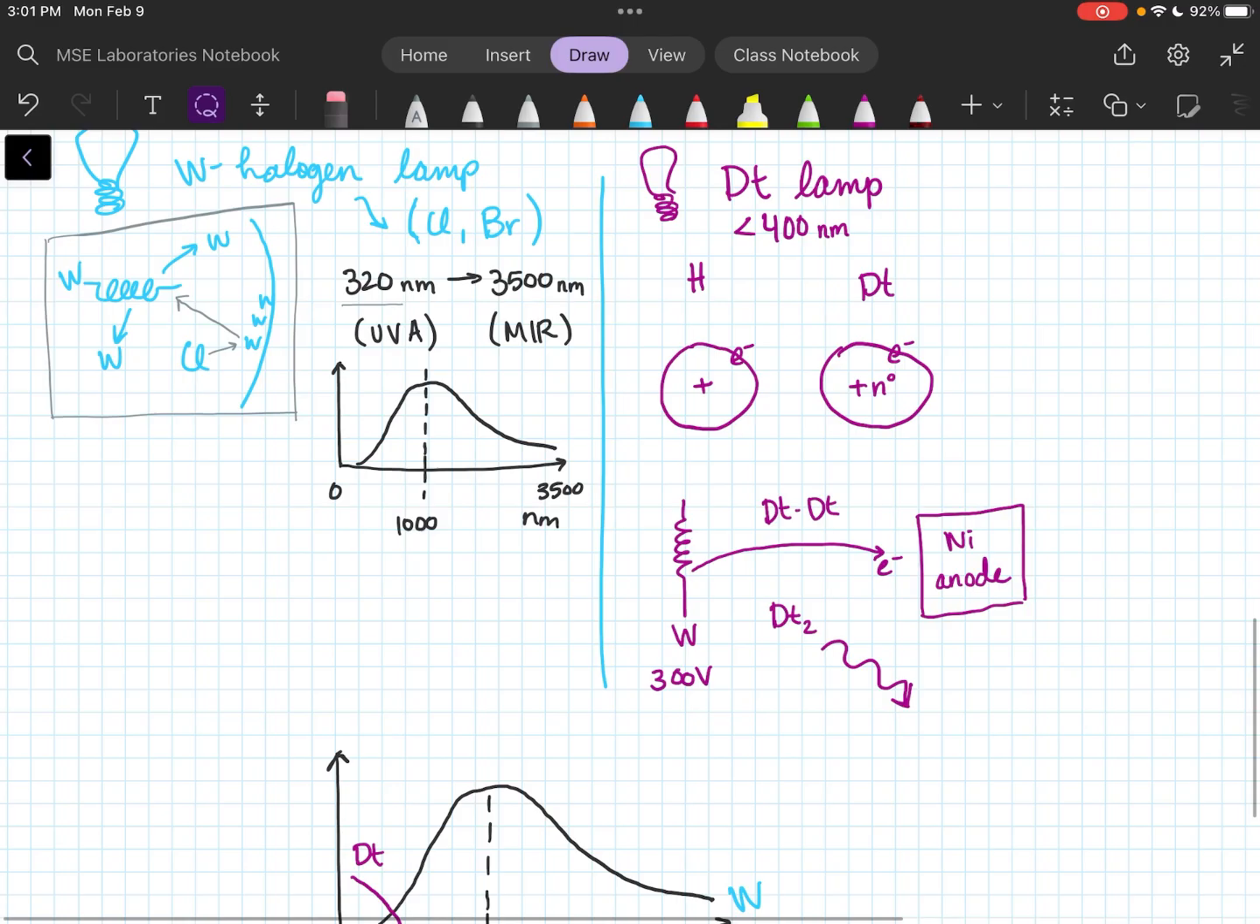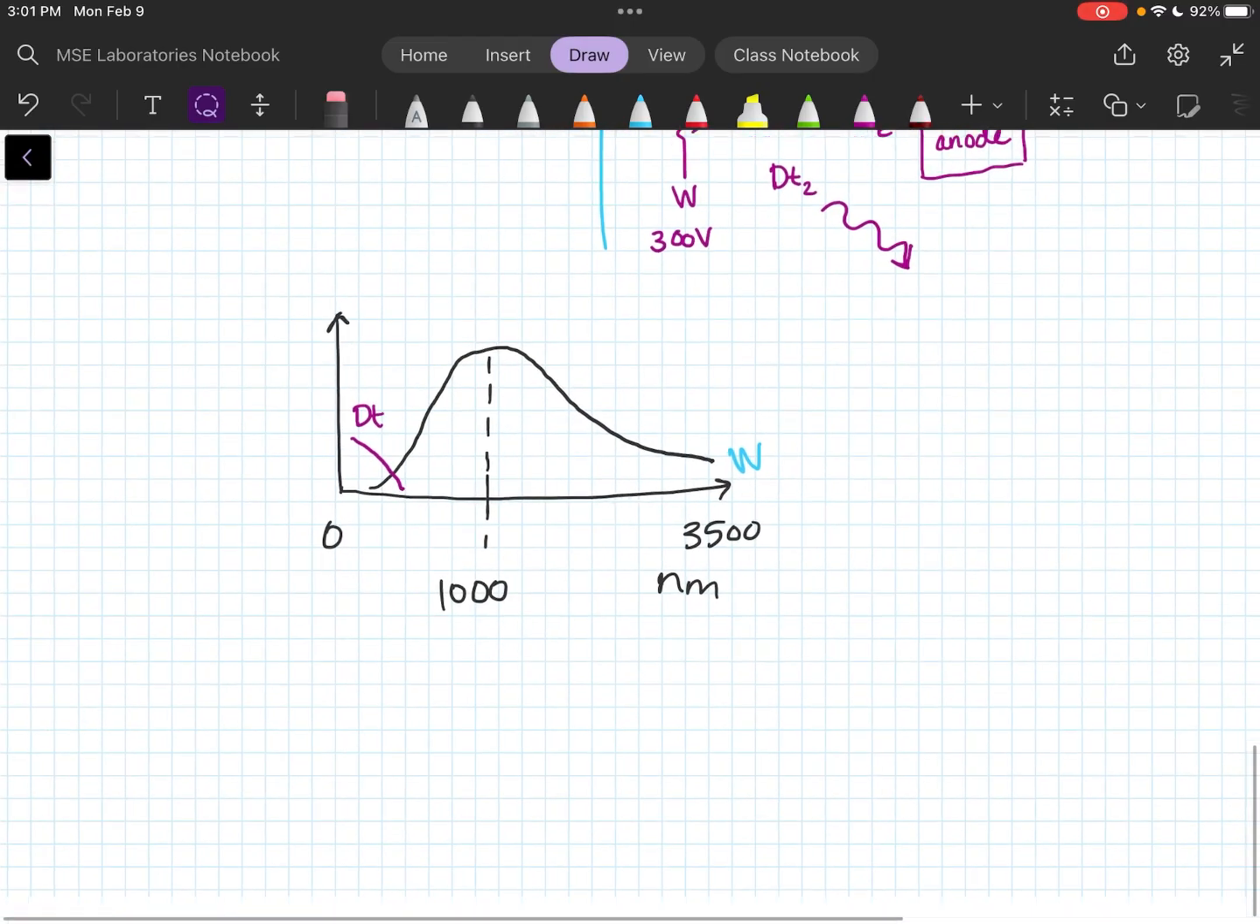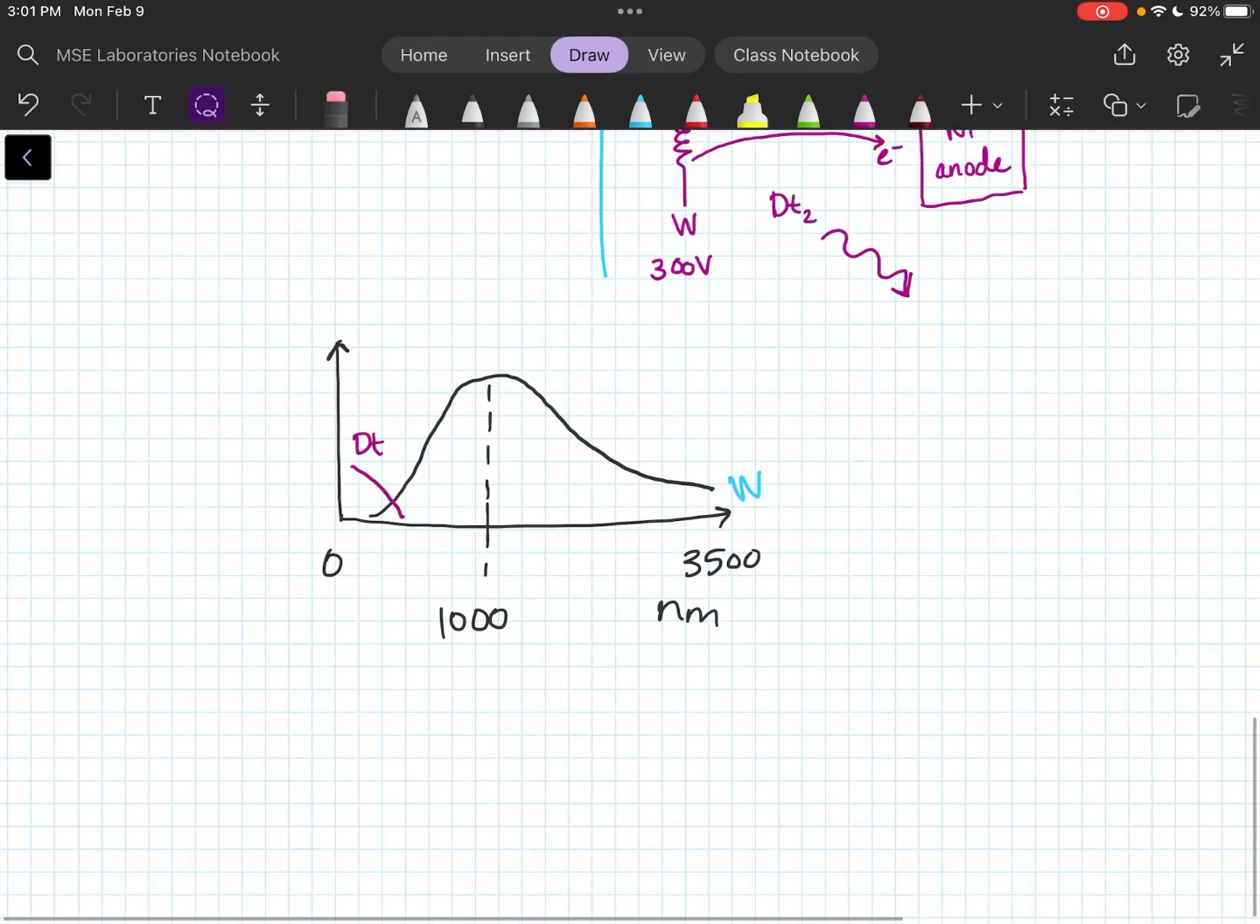And there is a little bit of noise when I start in the UV and then I switch over to the tungsten halogen lamp. So I'm going from UV all the way up to IR. There's a little bit of noise when you switch from one lamp to the other. That's just the nature of the beast.